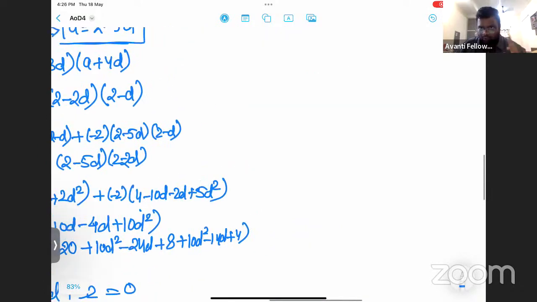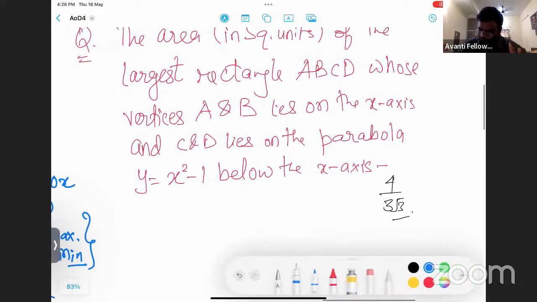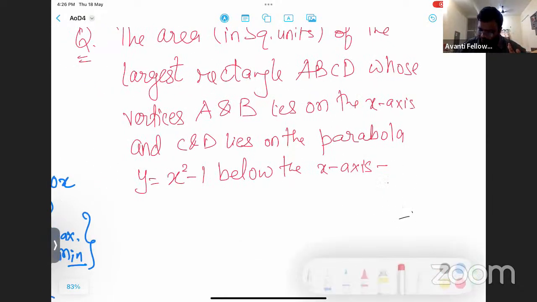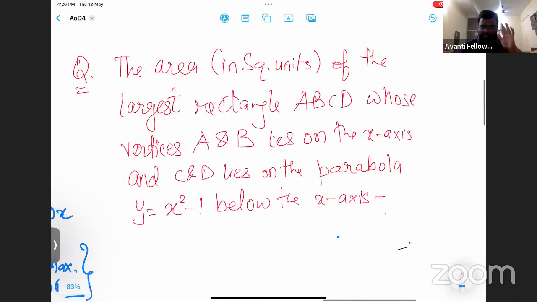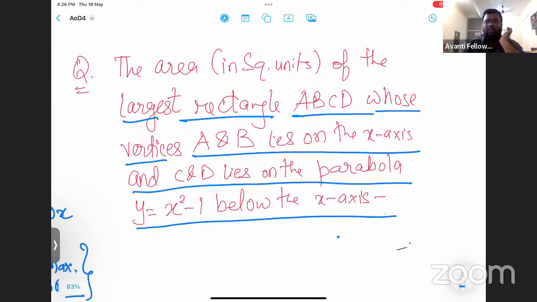Now let's just look at one more question. We're left with 4 minutes. I want to show this question as well. Here we are given the area in square units of the largest rectangle ABCD whose vertices A and B lie on the x-axis and C and D lie on the parabola y is equal to x square minus 1 below the x-axis.